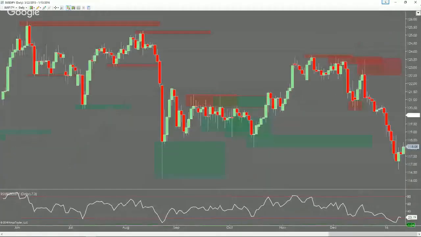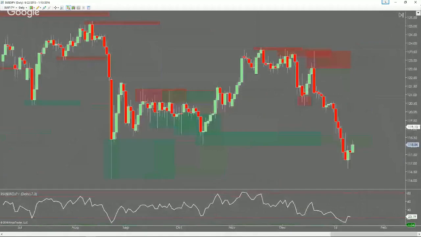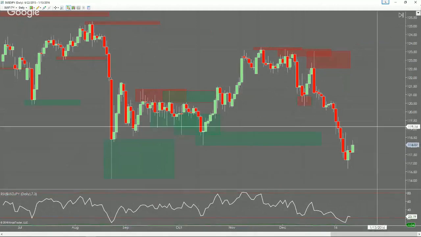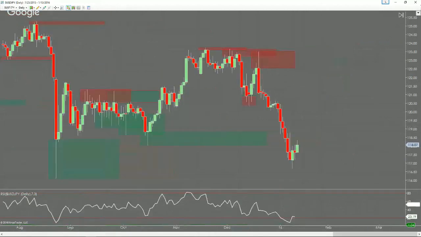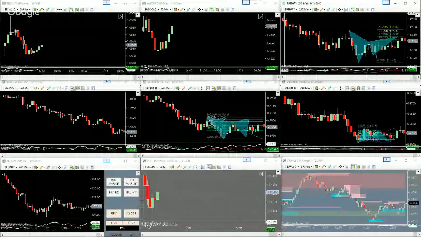Dollar yen. Dollar yen making new lows. Or sorry, it did violate the support levels, but still in that big support level that we were looking at last week. Price just came up from the oversold level. So let's take a look at the 240.